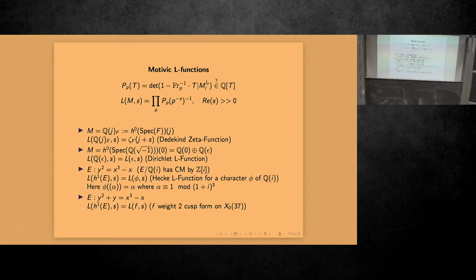Another example would be an elliptic curve. In this case, it has CM, at least if you base change this E to the Gaussian numbers. You can see the CM here. If you multiply y by i and x by -1, you get an automorphism of this equation. So it's a CM elliptic curve.